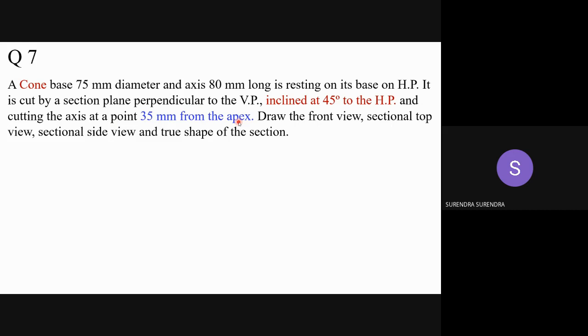Draw the front view, sectional top view and sectional side view, and the true shape of the section.